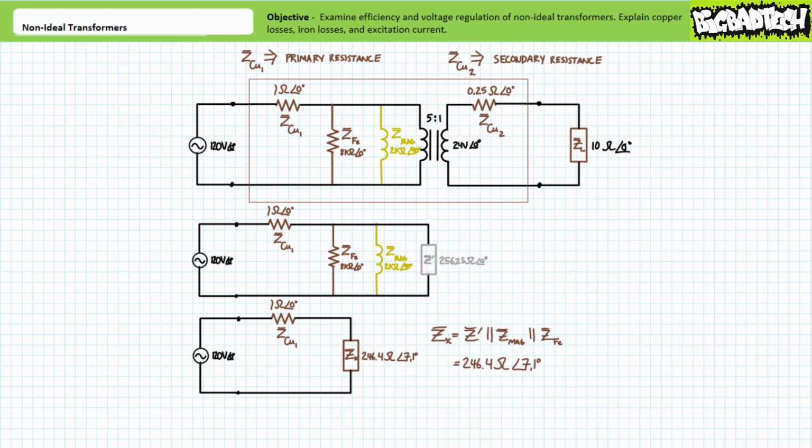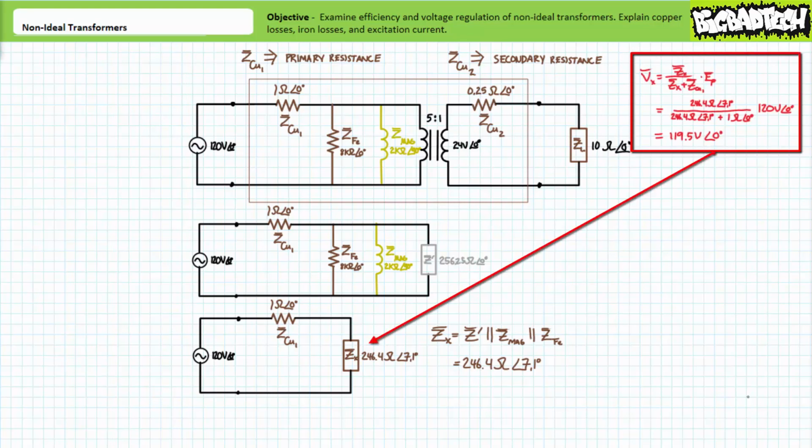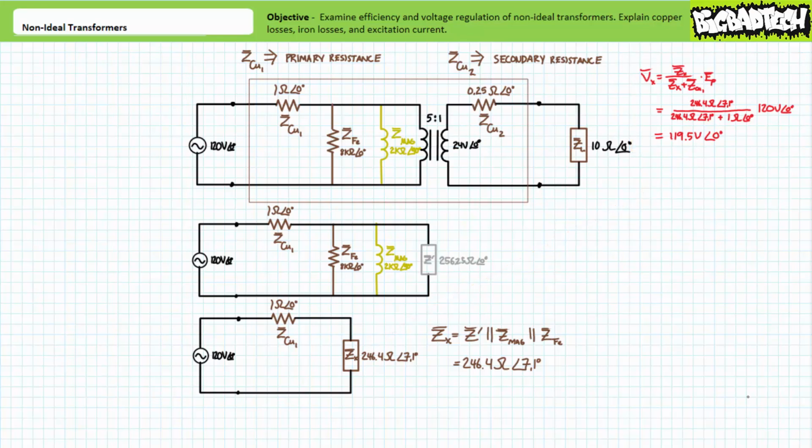Given the relative magnitudes of these two series impedances, one might expect a majority, but not all, of the voltage to be dropped across the combined impedance ZX. Using the voltage divider rule, it can be demonstrated that the combined impedance ZX will experience a voltage drop of approximately 119.5 volts at an angle of 0 degrees. As we anticipated, a majority of the applied voltage is dropped across the combined impedance ZX.